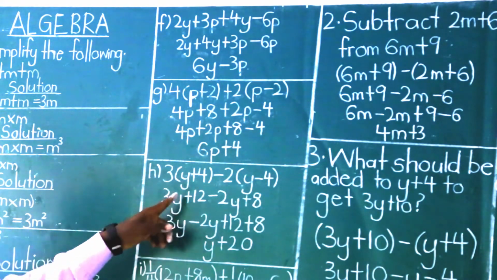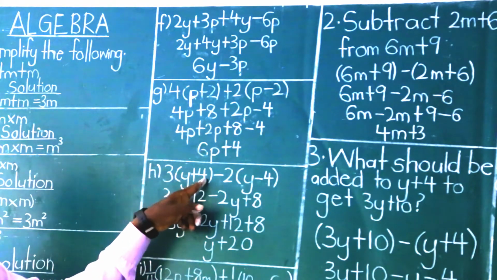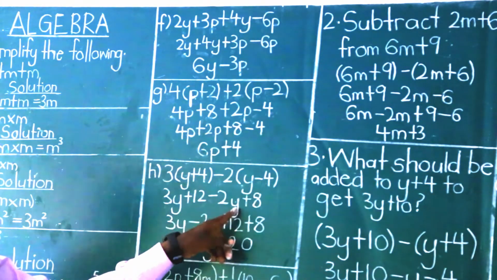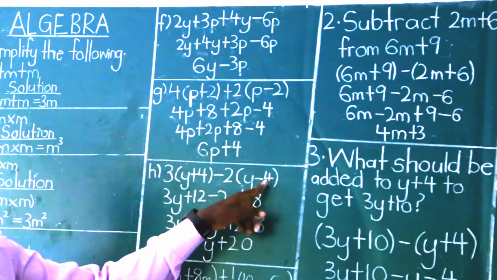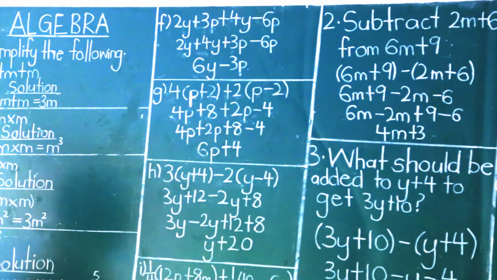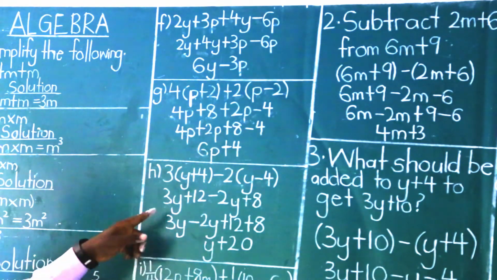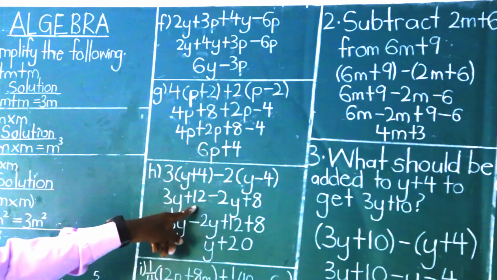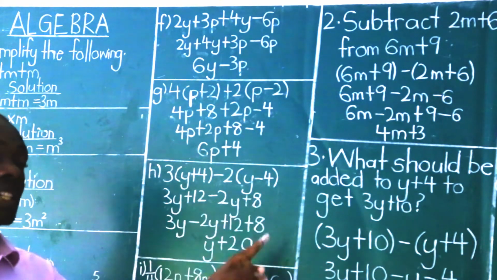Repeat, 3 times y is 3y. 3 times positive 4 is positive 12. Negative 2 times y is negative 2y, and negative 2 times negative 4, you get positive 8. So the bracket free statement is 3y plus 12 minus 2y plus 8.